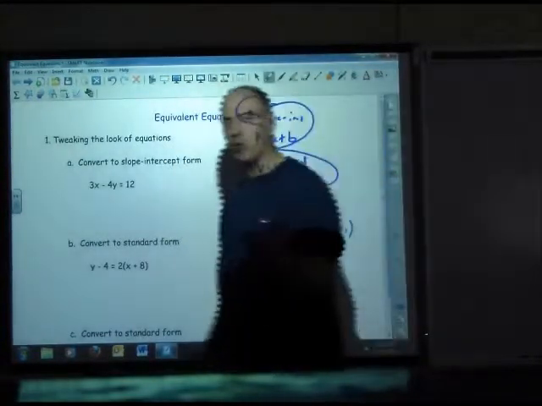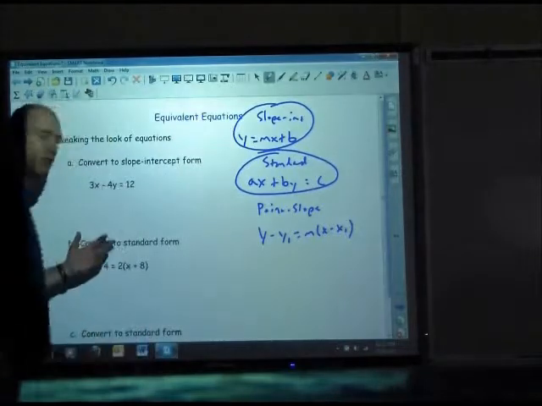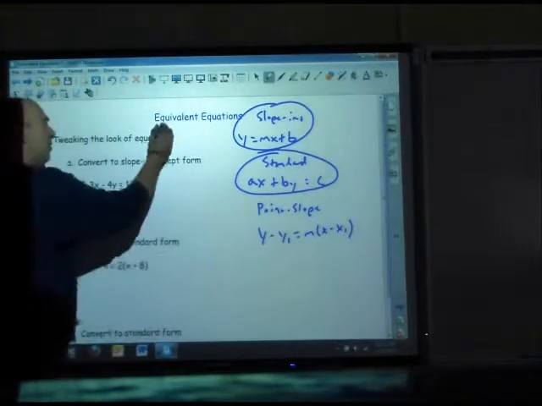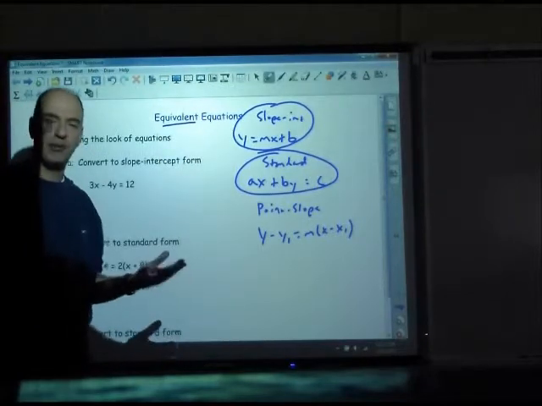So if I give you an equation in one form and ask you to write it in another form, that would be something we should be able to do. And what they're called is equivalent. Equivalent means equal but different looking.